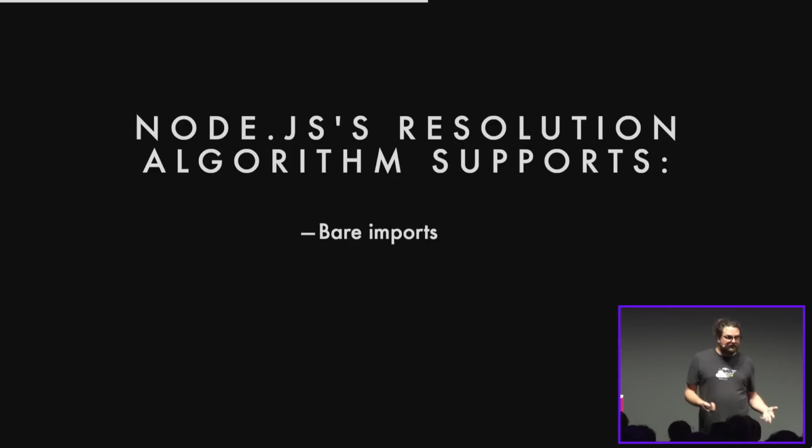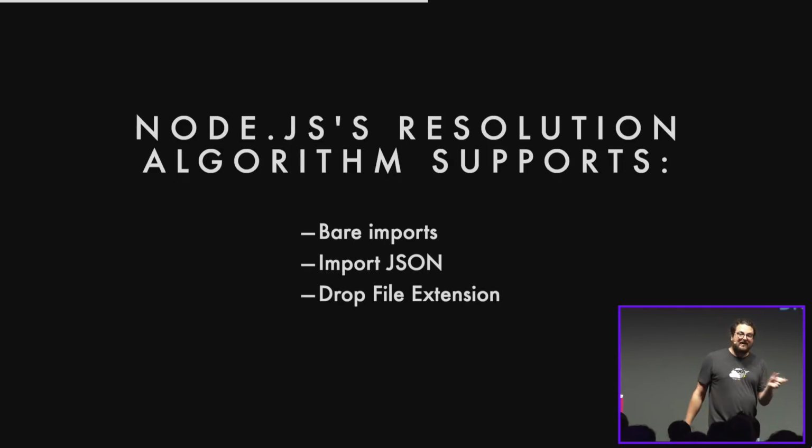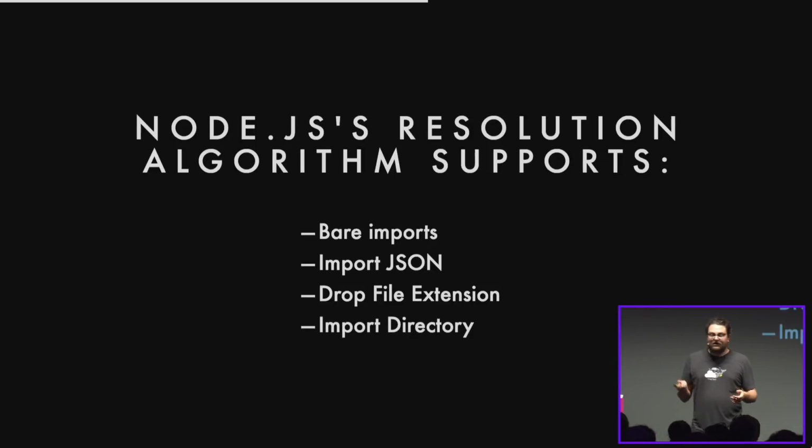We support bare imports, so you can import Lodash. We allow you to import JSON. We allow you to drop the file extension. That's a nice one. You can just import a file with no extension. And you can also import a directory. And those play nicely to each other because you can name a file capability, and then that can turn into a directory with all sorts of things in it later without you ever having to refactor your code.